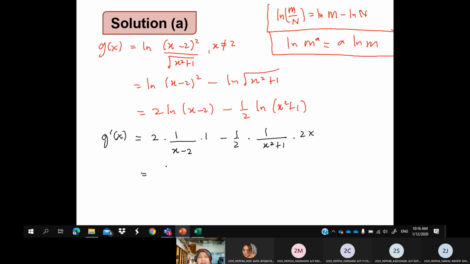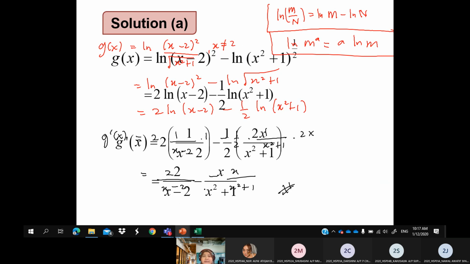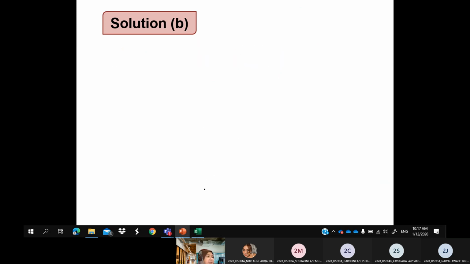Now just adjust. Simple, just adjust. The minus can be cancelled. So x over x squared plus 1. Done. Stop until here, no need to continue, so you don't have to equate the denominator. That's it.